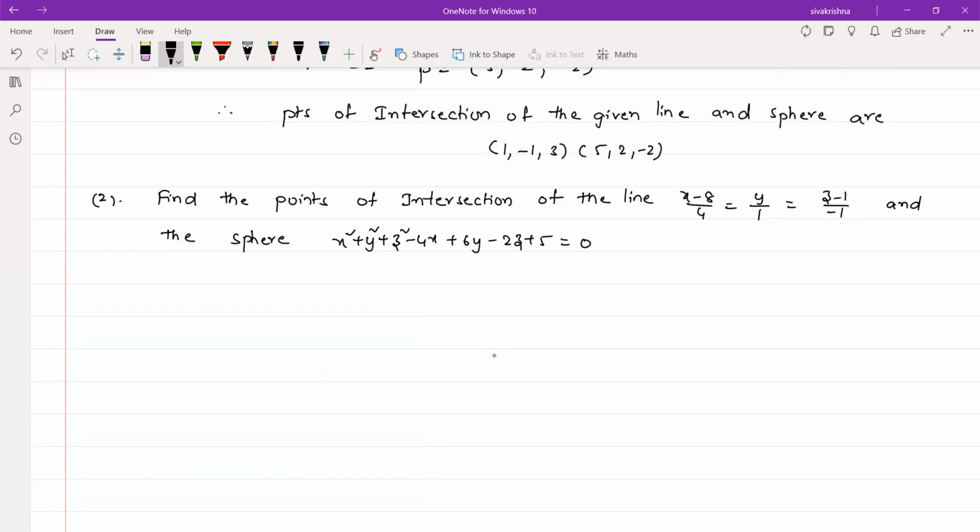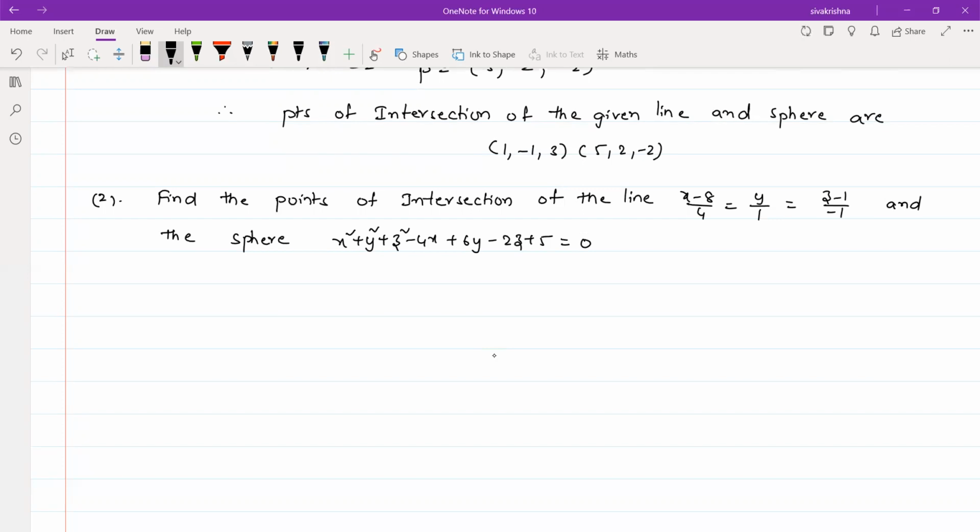So once again, we have given a line equation and a sphere equation. We have to find the points of intersection of both the line and the sphere. The same way, whatever we have done in the above problem, the same should be done for this problem also. First we have to write any point on the line and name it as P. After that, we have to substitute that particular point P in the given sphere equation. Then we get the values of r. And if you substitute those r values in the point P, then we get the points of intersection. So solve this problem.